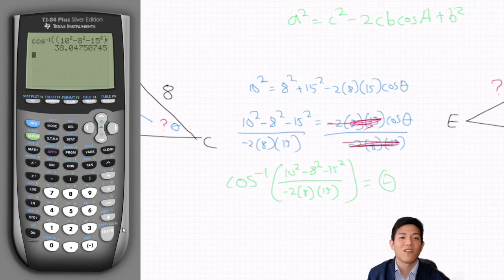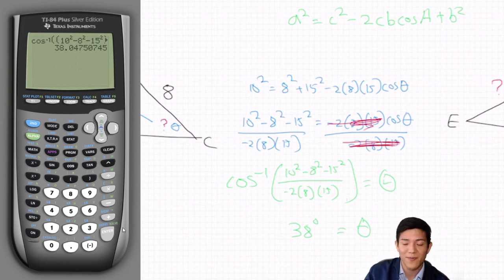That gives me 38.04, and so on, rounded to the nearest degree. Theta is equal to 38 degrees. Voila, that's how we solve this problem, right?